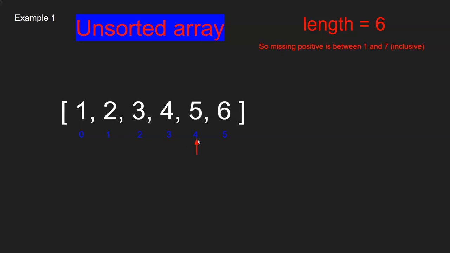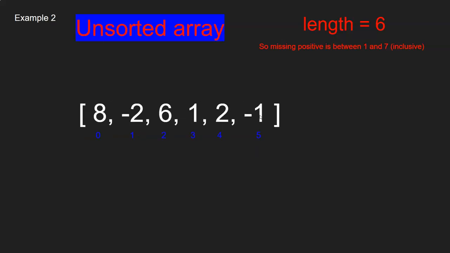Index 4: we have element 5. The element 5 must sit at index 4. In our case, it is sitting at index 4 only. Hence, we won't do anything and move our pointer to the next index. At index 5, we have element 6. The element 6 must sit at index 5. In our case, the element 6 is sitting at index 5 only. Hence, move to the next pointer, which is out of the array. Hence, we can conclude that the missing positive integer is 7 here.